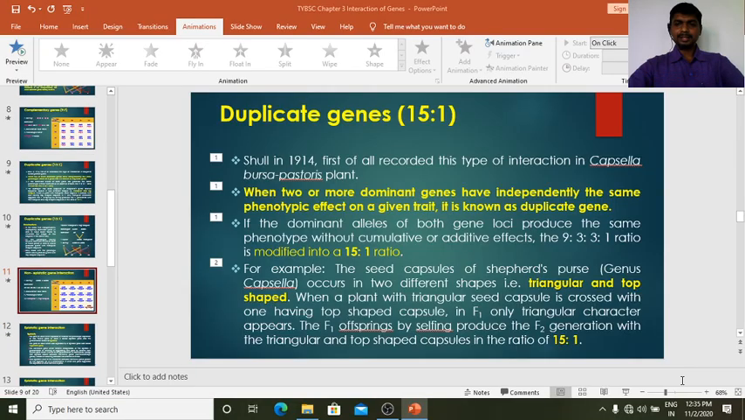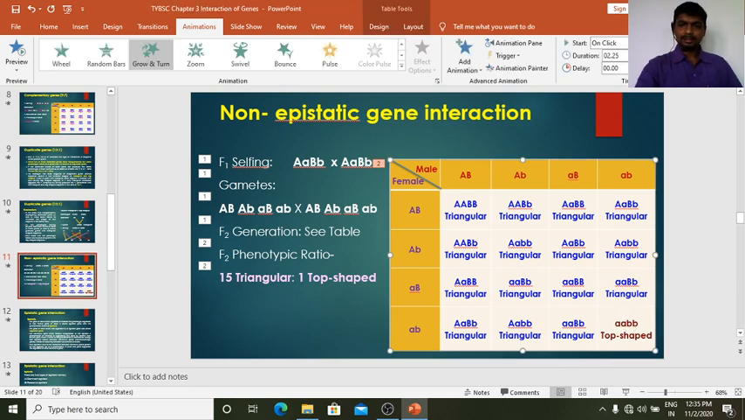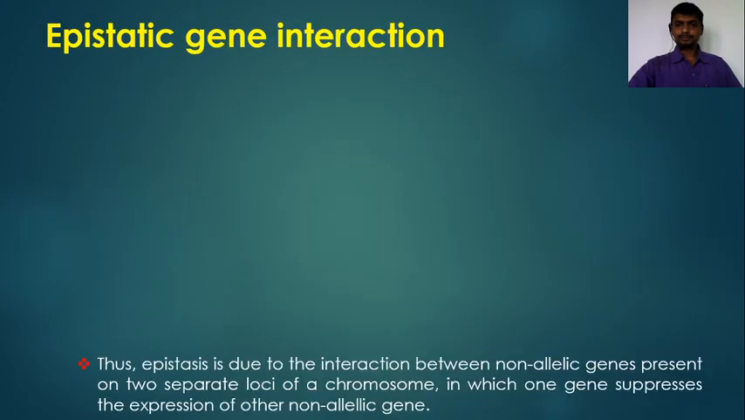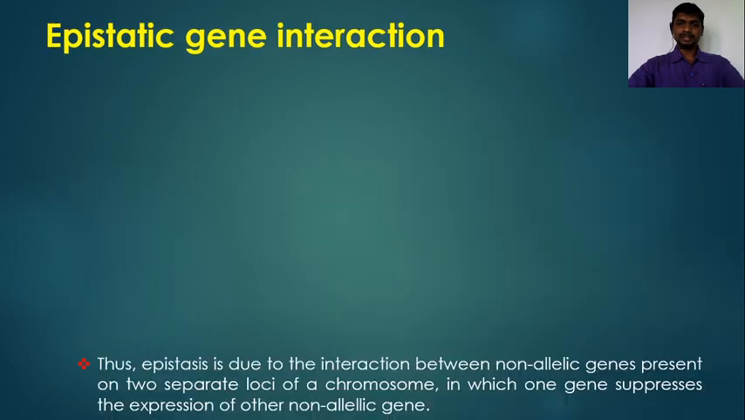In contrast to this, in this genotype, small aa, small bb, we get the phenotype top shape. None of the alleles is dominant in this case, due to which a different phenotypic expression is seen. So in the case of duplicate genes, if any one dominant allele of gene A or B is present in the individual, it produces the triangular shaped seed capsule. So this is about the duplicate genes.